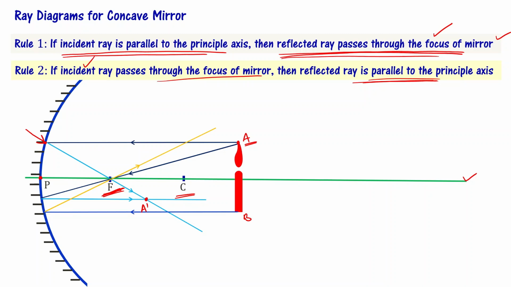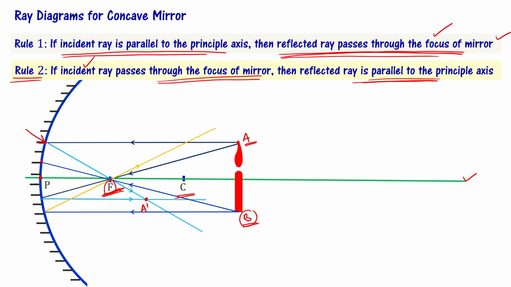From point B, again, I have to draw one more ray, because two rays at least I need, and where they intersect, that is the point where I'm going to have the image for B, right? So let me draw another ray using rule number 2. Rule number 2 says that the incident ray has to pass through the focus, meaning the incident ray should start from B and should go through F.